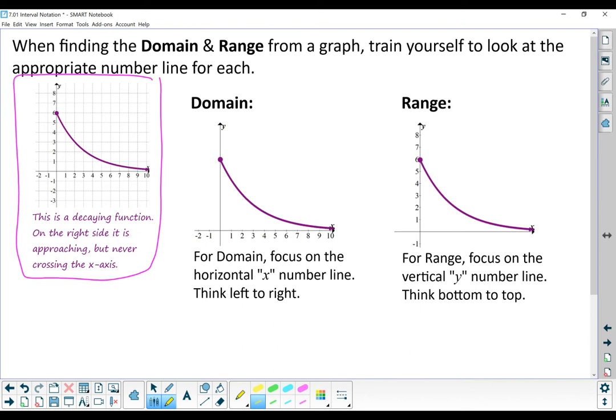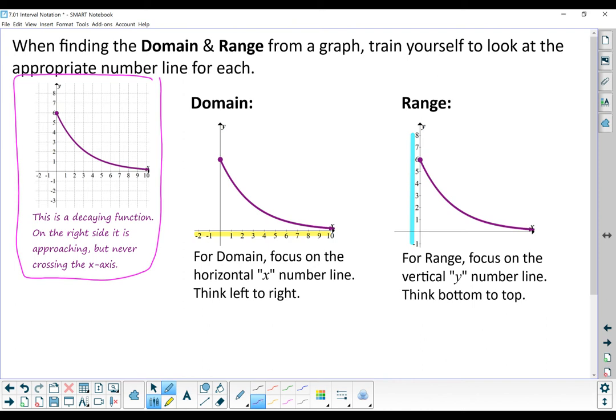So for domain, remember that we're focusing on the X number line, and for range, we're focusing on the Y number line. This particular function that I have graphed is a decaying function, so I just wanted to talk a little bit about its behavior. On the right-hand side, it is approaching but never crossing the x-axis. So in other words, this graph is flattening out. You probably talked about these last year in 9th grade. They're called exponential. This is an exponentially decaying function.